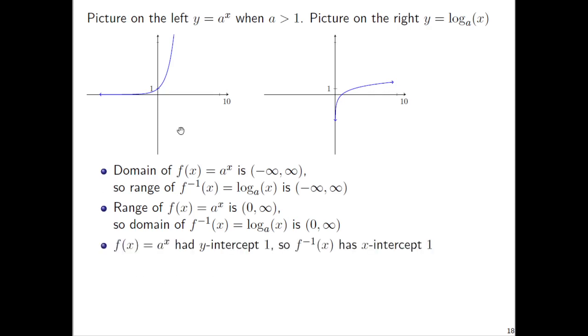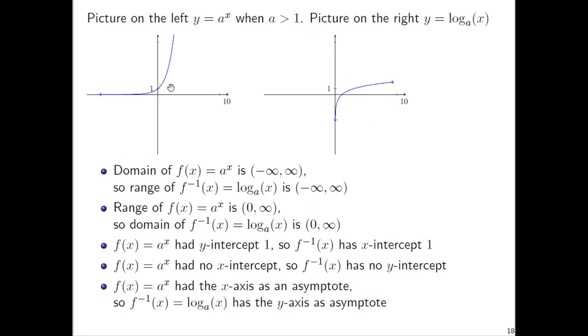This exponential function had 1 as a y-intercept, so the inverse has 1 as an x-intercept. This exponential function had no x-intercept. I know it looks like there is one, but the graph just gets closer to the x-axis. So if there's no x-intercept here, then there's no y-intercept in the logarithm function. And this function has the x-axis as a horizontal asymptote, so the logarithm function has the y-axis as an asymptote.